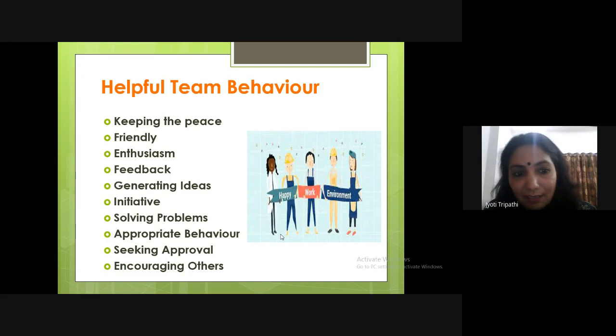Anybody can generate ideas, and idea generation is not possible without working on something. Once we work on something, once we face failure, then we have good ideas for the team.